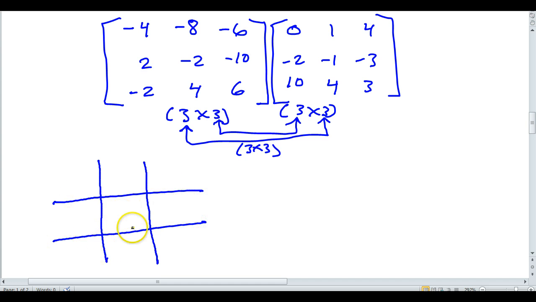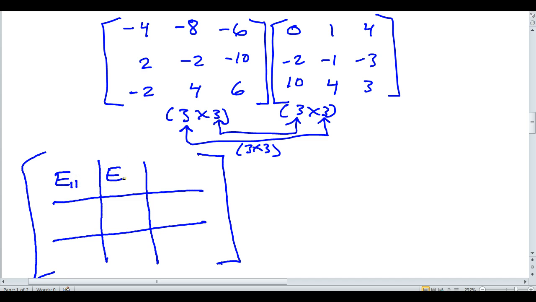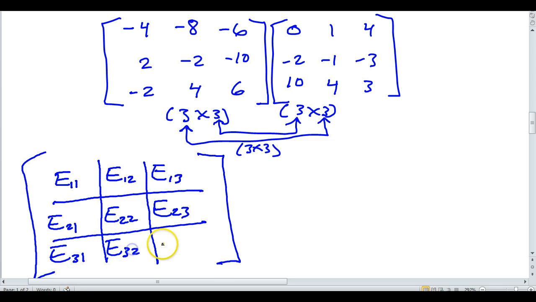Okay, 3 rows and 3 columns. So, for example, I know this is element 1,1, 1,2, and 1,3. This is 2,1, 2,2, and 2,3. This is element 3,1, 3,2, and 3,3. So I need to find all 9 of these elements one at a time.